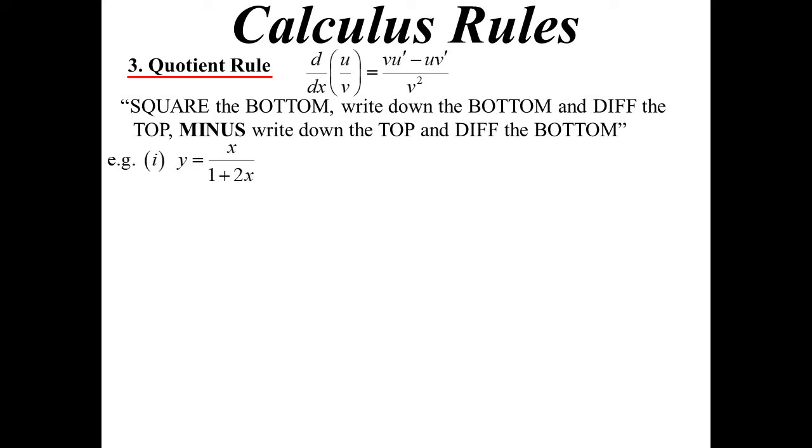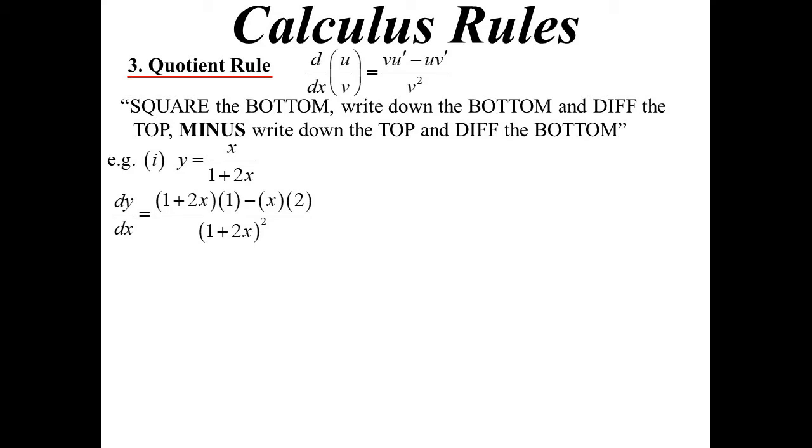So obviously, unlike the product rule, you have a first and a second because there's two things multiplied together. Quotient rule, you have a top and a bottom because you're talking about a fraction. So the first thing you do is square the bottom, whatever's the bottom, let's put some parentheses around it and go power of 2. Then write down the bottom. So now we're on the top of the fraction. Write down the bottom, 1 plus 2x. Diff the top, well, it's just x, so that's 1.